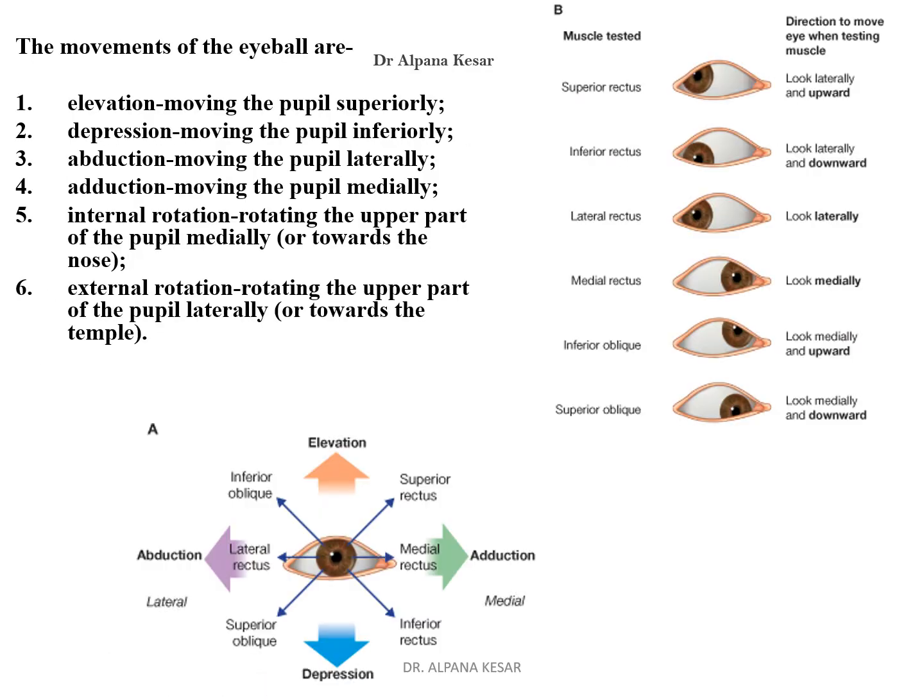Movements of the eyeball include: 1. Elevation, where the eyeball rotates upwards to move the pupil superiorly. Depression, where the eyeball rotates downwards and moves the pupil inferiorly. Abduction is the lateral movement of the pupil. Adduction is the medial movement of the pupil. Internal rotation, where the upper part of the pupil moves medially. External rotation, where the upper part of the pupil moves laterally.